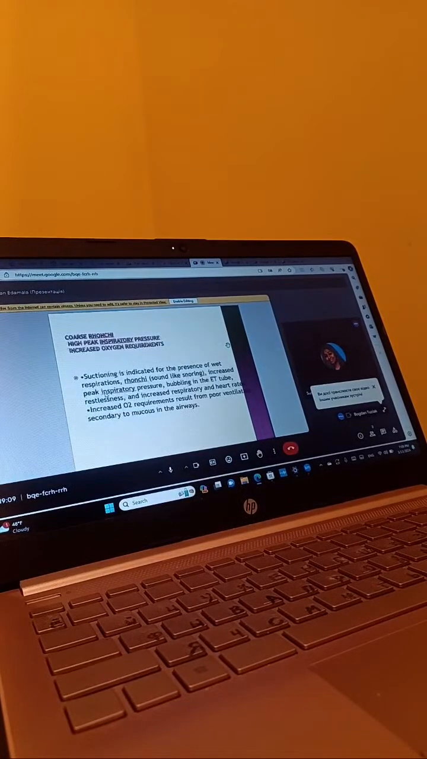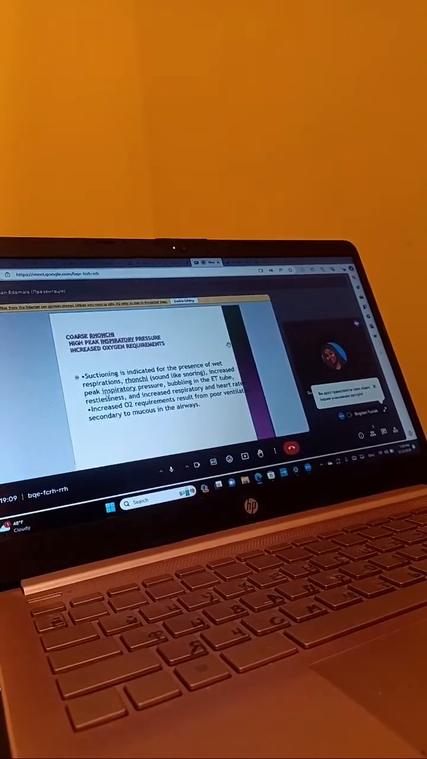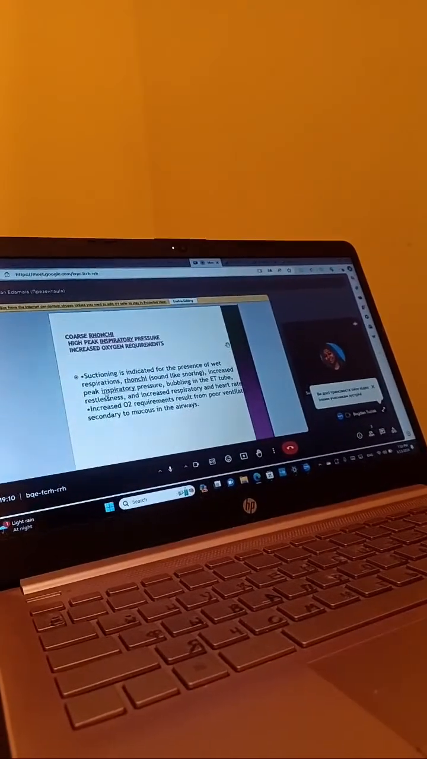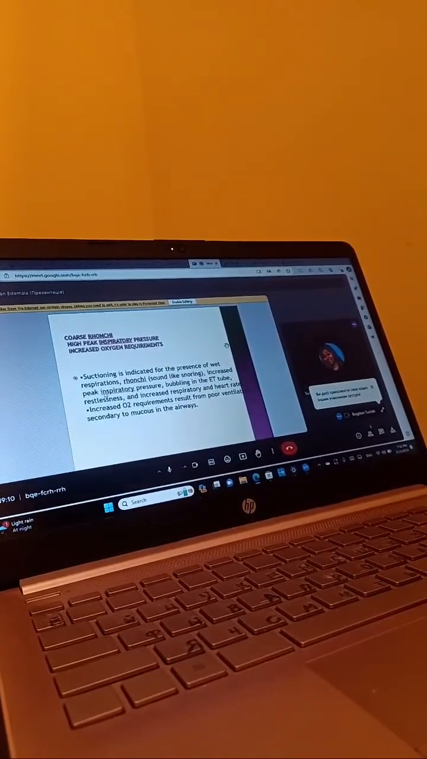So, suctioning is indicated for the presence of wet respiration. Wet respiration means that kind of sound, the presence of liquid. Then increased peak pressure, bubbling in the ET tube. Bubbling means you can even see it. There's so much secretion bubbling inside the ET tube, from the mouth, if you look.